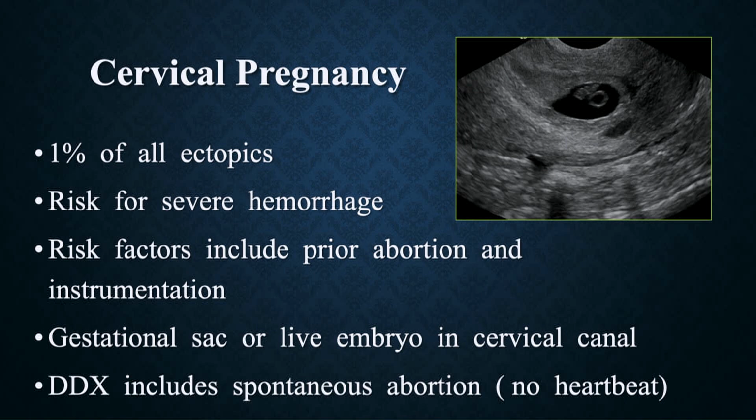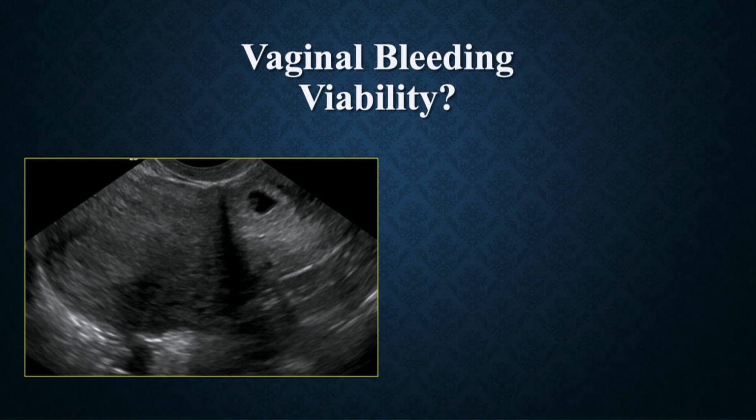Risk factors include prior abortion and instrumentation, and you can see the sac and even an embryo in the cervical canal. The differential diagnosis would include a spontaneous abortion, but you usually don't see a live embryo in that situation. I've seen it, it's rare. So usually what you'll just see is the tissue that is moving through the canal in a patient that's aborting.